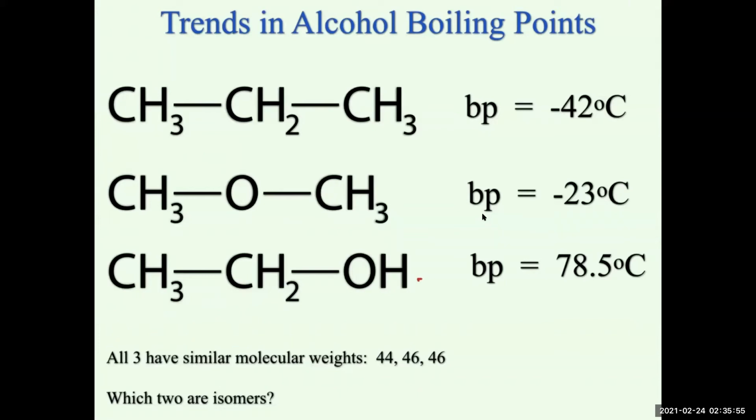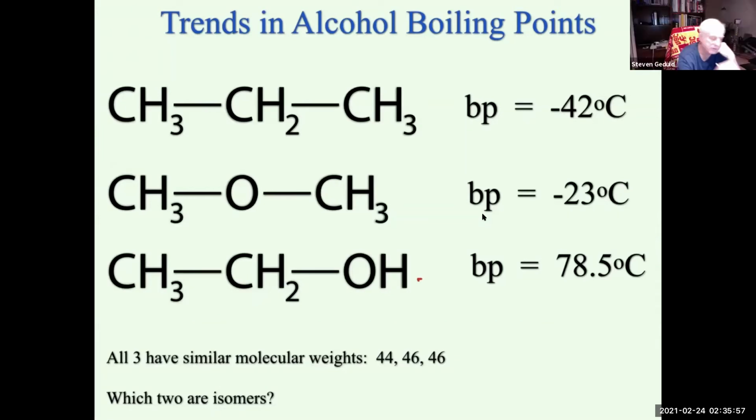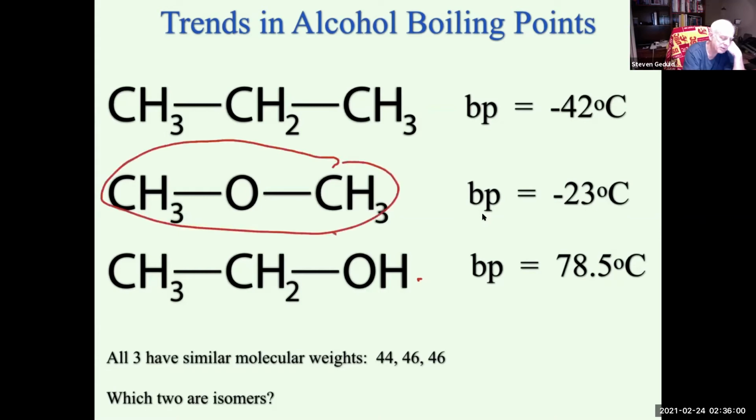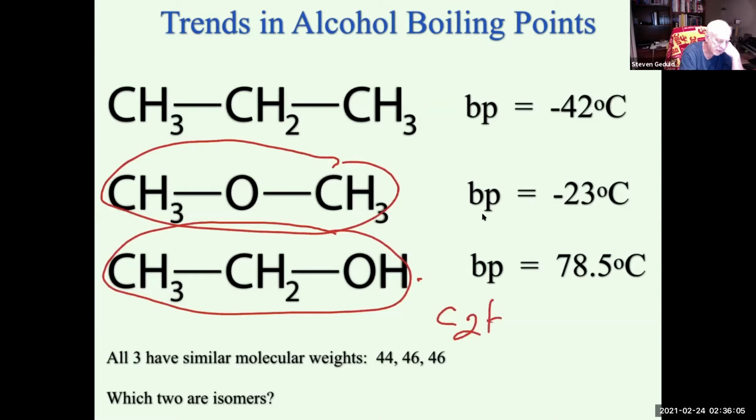The ethanol and the ether? Perfect. The ethanol and the ether. These are both isomers. They both have the formula C2H6O. This one does not have that same molecular formula. Both those have the same exact molecular formula, but they're different structures. One's an ether, one's an alcohol, but they're structural isomers of one another. Remember the definition of an isomer: same molecular formula, different structural formula.